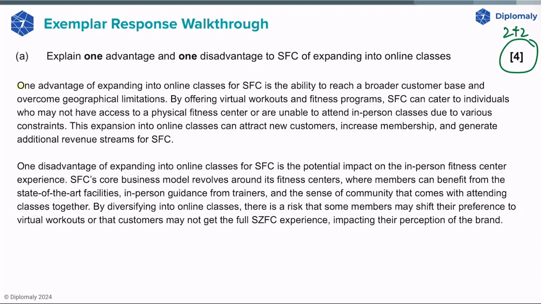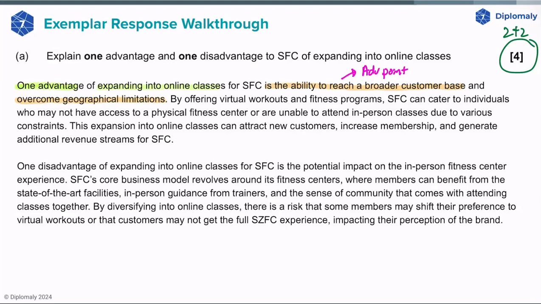So you can start off with one advantage of expanding into the online classes for the company is the ability to reach a broader customer base, and overcome geographical limitation. So what you see here is this is your advantage point that you have identified. So that's the first step of the PO paragraph, right?